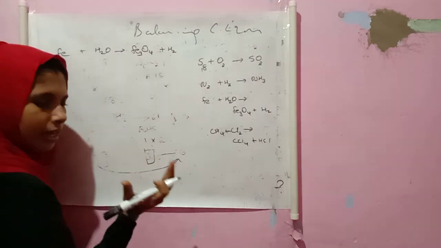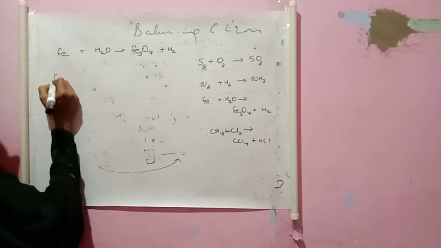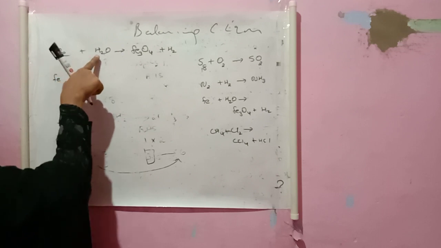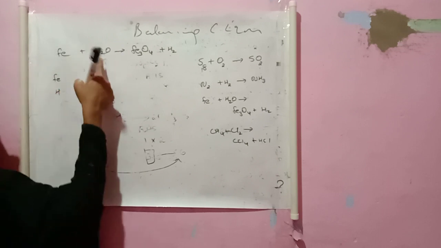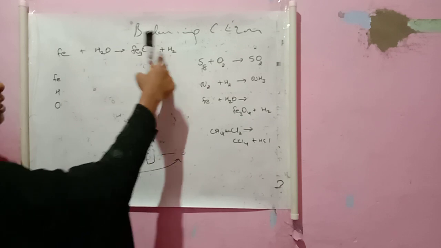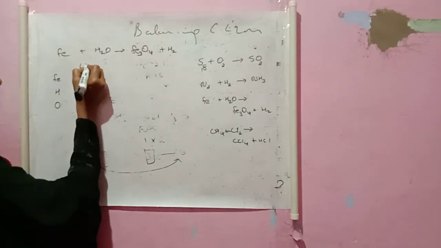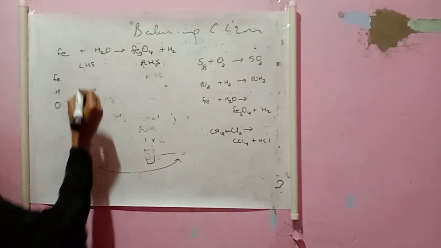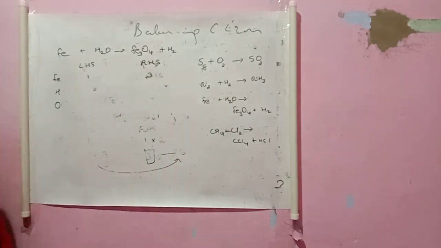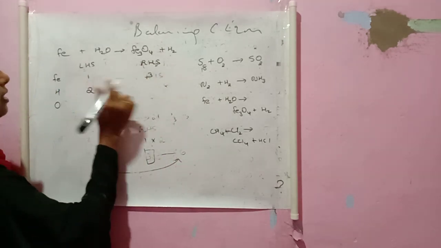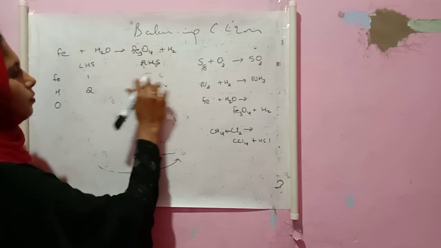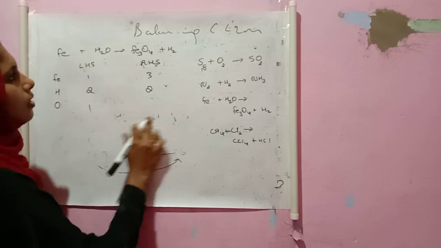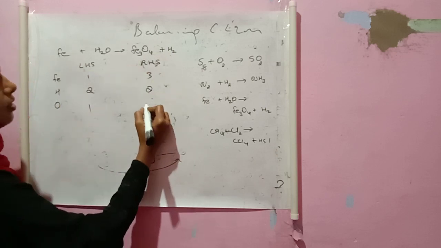Now again the same step, we are repeating that. The species which participate in this reaction are iron, H2O, hydrogen, then oxygen. Here also iron, oxygen, hydrogen. Now in the LHS the number of atoms and in the RHS the number of atoms we have to find. In LHS iron is 1, RHS iron is 3. In LHS hydrogen is 2, RHS hydrogen is 2. Now in LHS oxygen is 1, in RHS oxygen is 4.